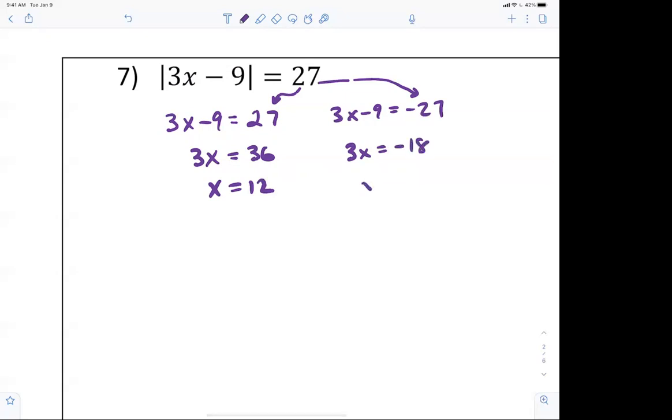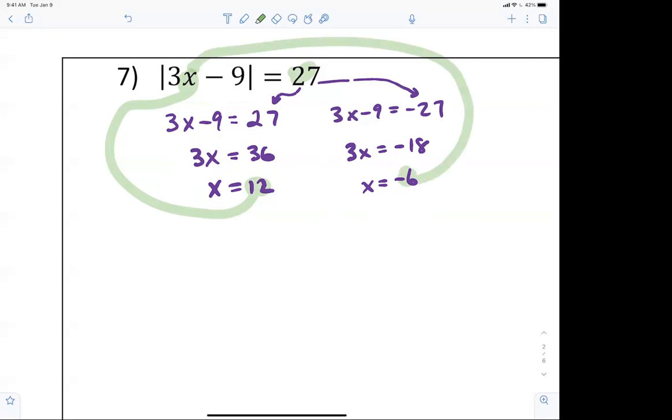Negative 18. So x equals negative 6. So those of you who want to do better, what happens if I plug a 12 in for x? What am I going to get? The final answer, what's it going to be? Positive 27. And what happens if I plug in negative 6? What's my final answer going to be? Yes, but then when you take the absolute value, it's going to be 27.